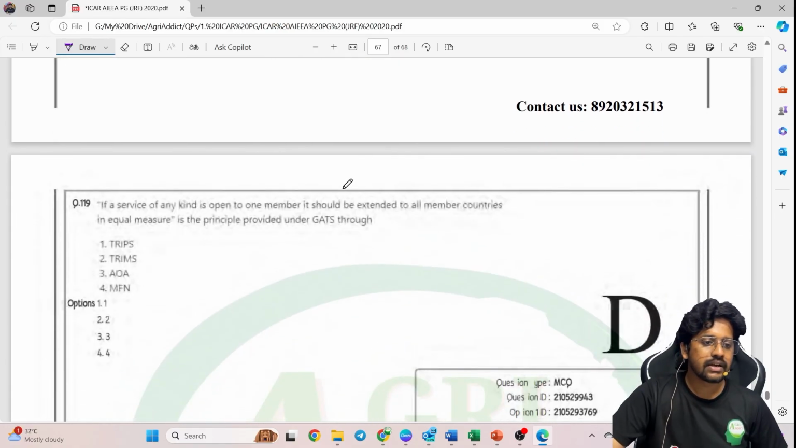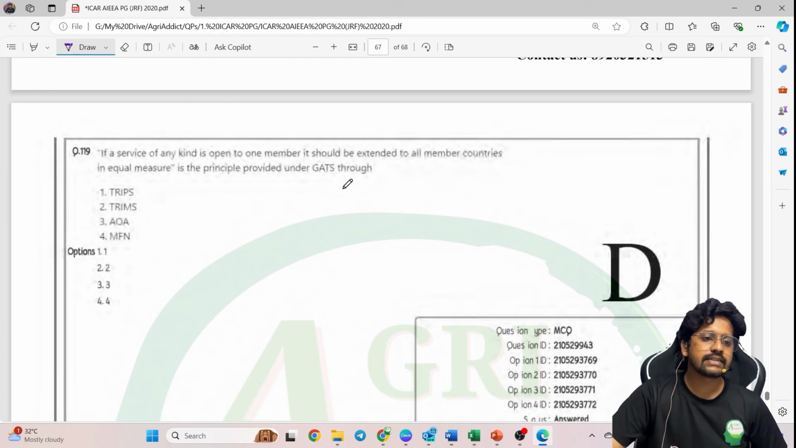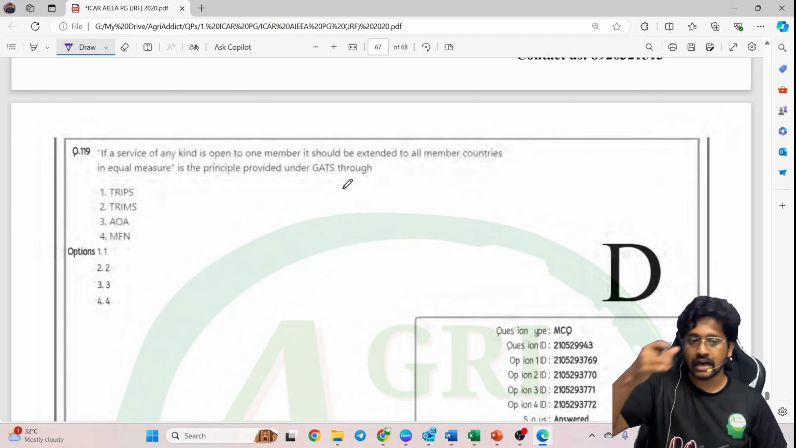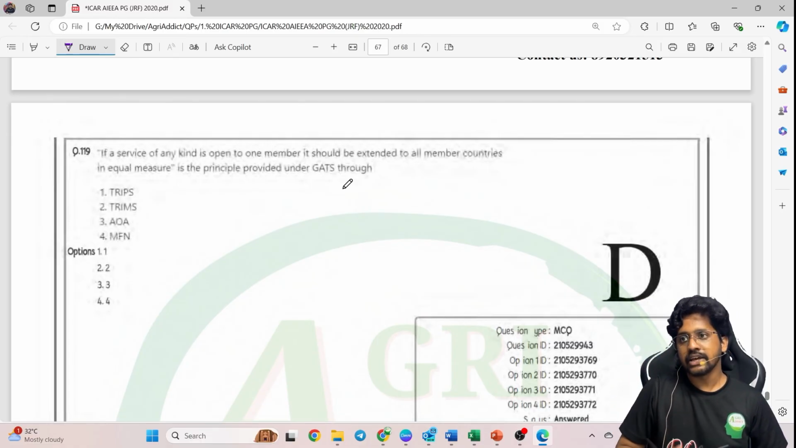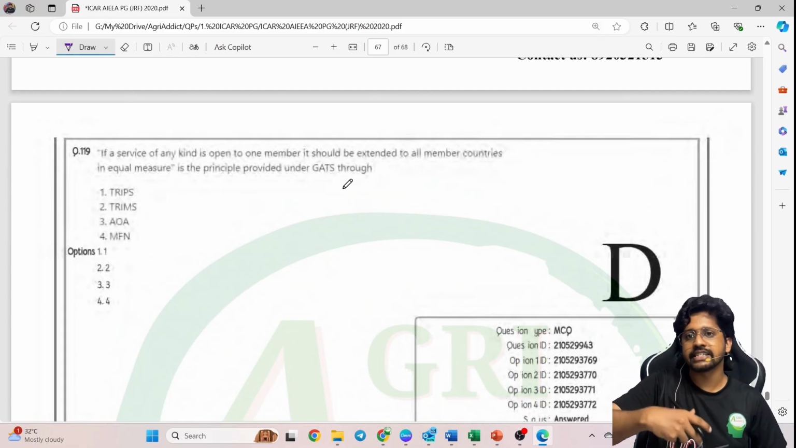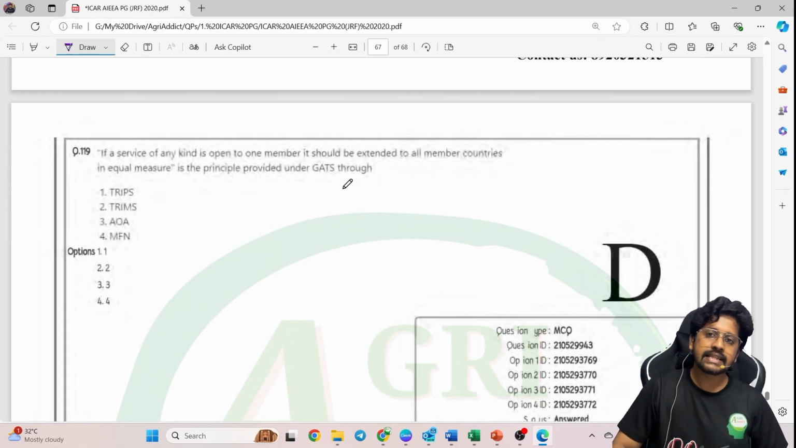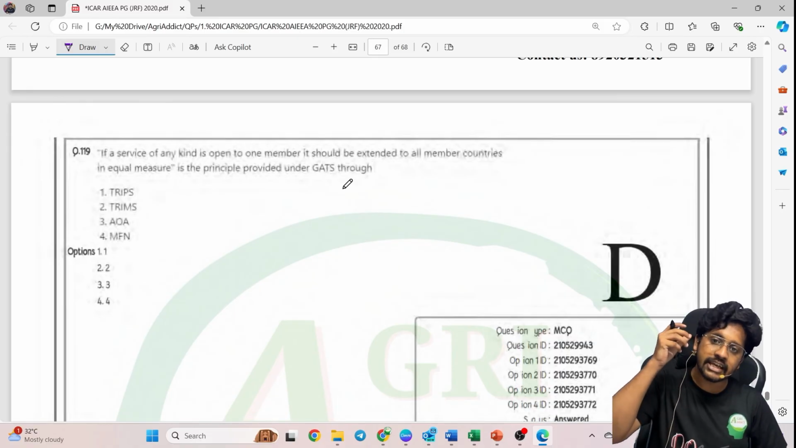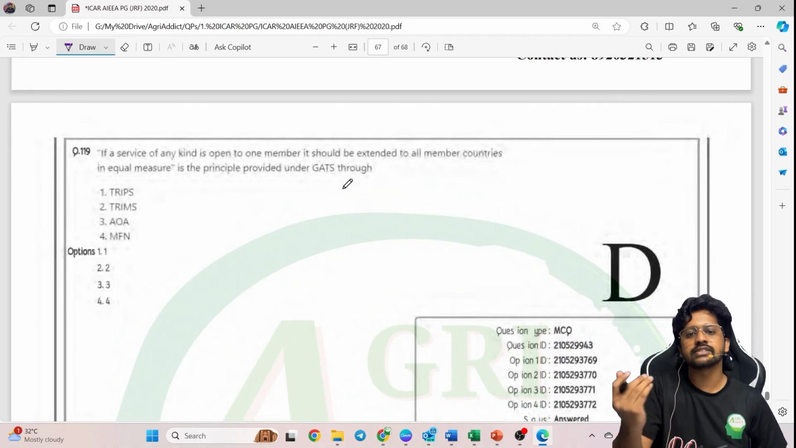Okay. Question number 119. This is the last question of agricultural economics. If a service of any kind is open to one member, it should be extended to all member countries in equal measure, is the principle provided by the GATT. This is known as the most favored nation principle. That is, if something is fixed for one country under the most favored nation principle, then that has to be followed in each and every country which is inside the group.